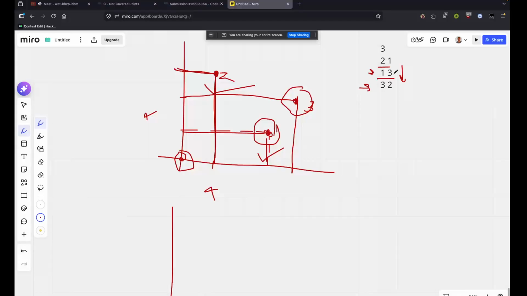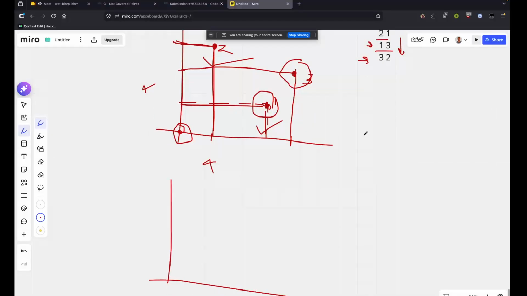If both are smaller, like 1 comma 3, 3 is bigger, 3 comma 2, both are bigger, so there is no point smaller than it. That means 2 comma 1 satisfies our conditions.